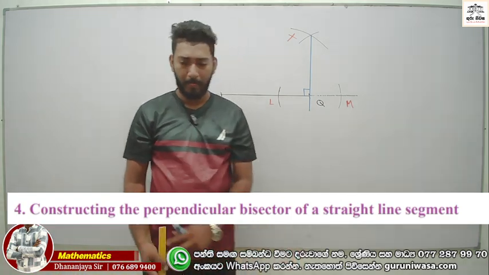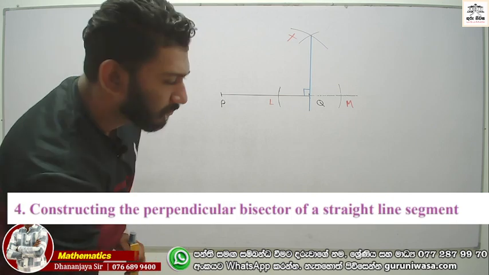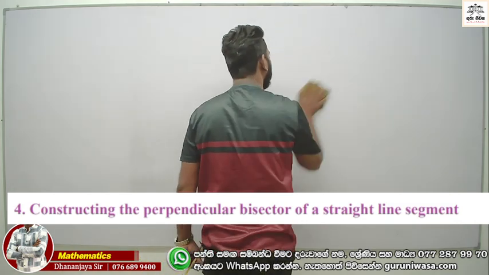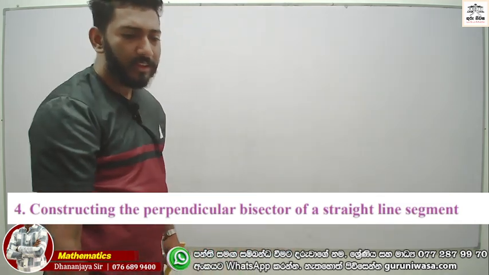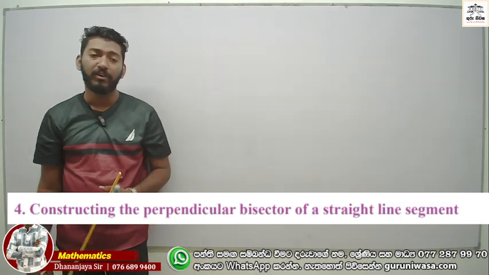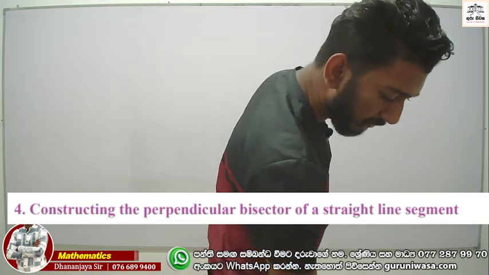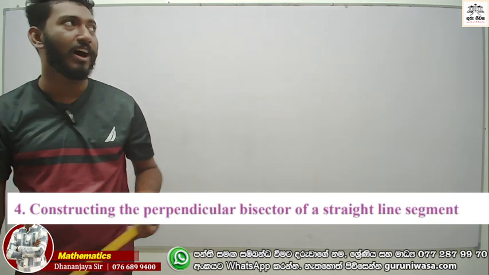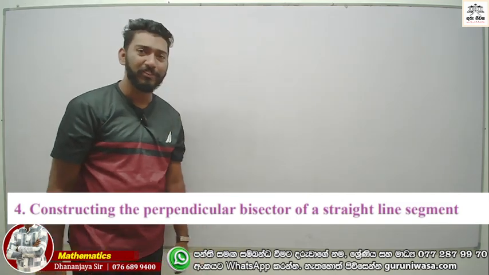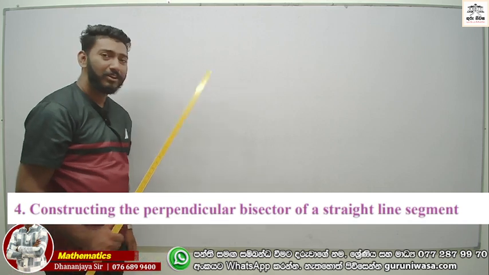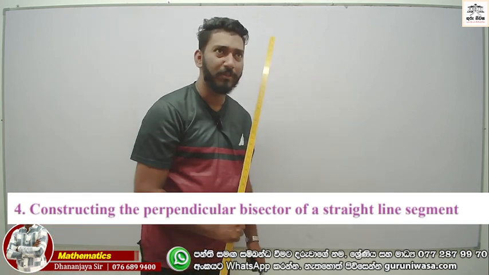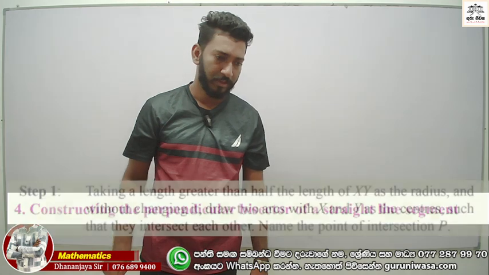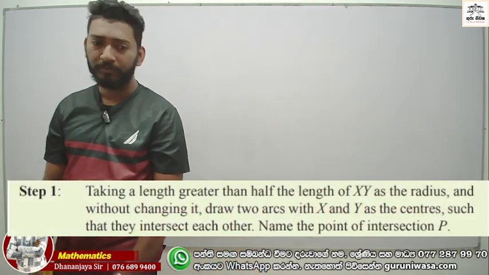Number 4. That's a very special thing. Now this is constructing the perpendicular bisector of a straight line segment. Straight line segment, perpendicular bisector, and that is the locus of points equidistant from the given two points. Now I am going to draw. Step number 1.